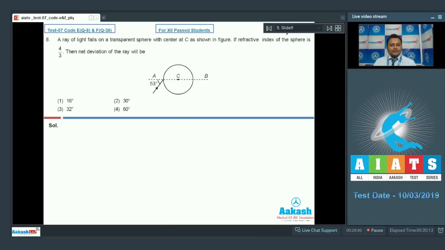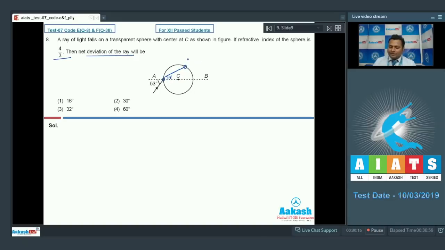Here is the next question, that is question number 8. A ray of light falls on a transparent sphere with center at C as shown in figure. If the refractive index of the sphere is 4/3, then the net deviation of the ray will be what? Refraction through a spherical surface, light incident at point A. So make it bend toward the normal. This becomes your angle of refraction r.